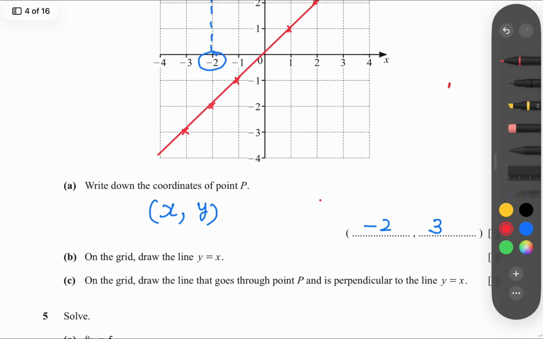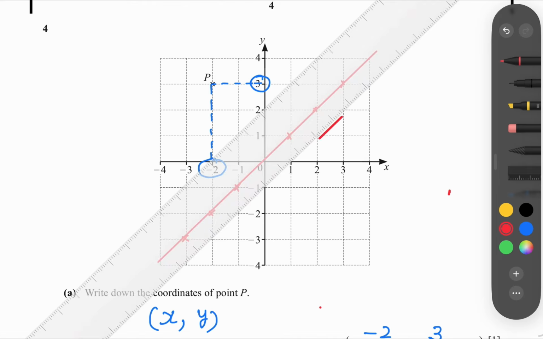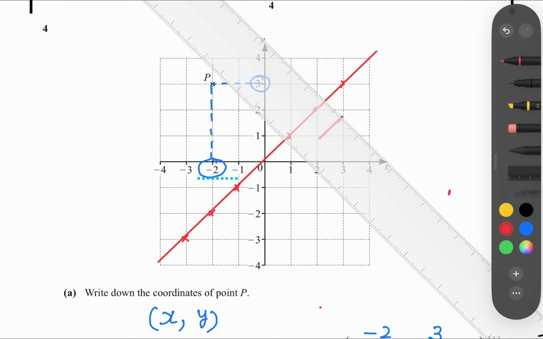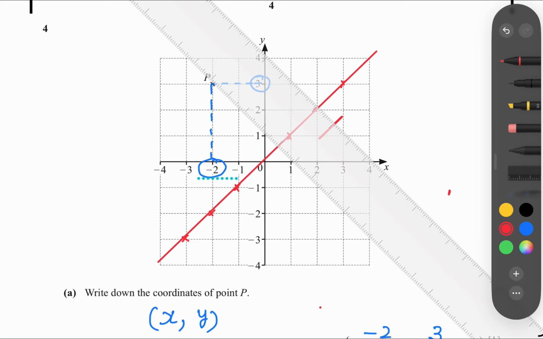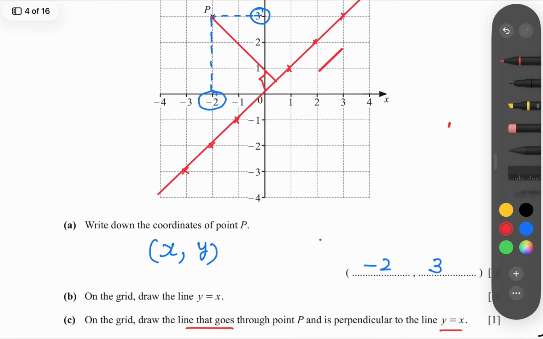Now part C, on the grid draw the line that goes through P and is perpendicular to y equals x. So now you just need to place your ruler at point P, and then you can also use your set square here to make the line perpendicular. So what I am going to do here, I am just using this ruler, so it can go in the middle here. So this line is going to be perpendicular from P to the line, right? So that is done. Now let's see what we have next.